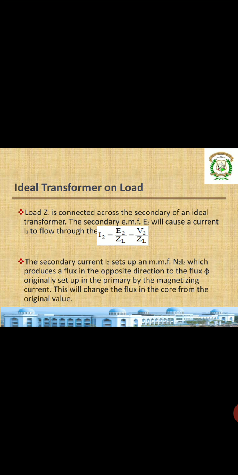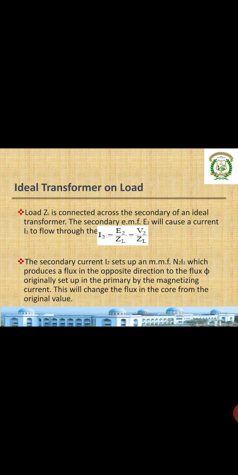You can see there I2 is equal to what? E2 by ZL, where E2 is the same as V2 because there are no voltage drops, as no resistances are present. So we can directly write it as V2 by ZL. The current which is flowing there is I2. You see here, current I2 flows through ZL. E2 and V2 are the same.